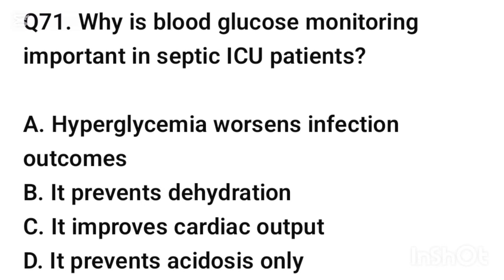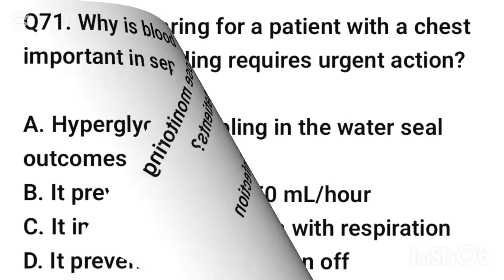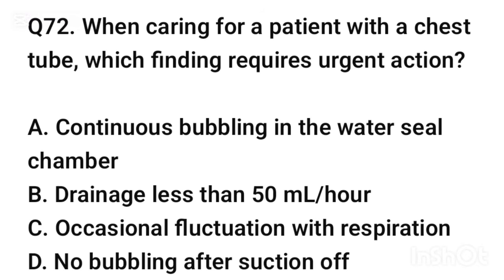Question number 71. Why is blood glucose monitoring important in septic ICU patients? The correct answer is option A. Hyperglycemia worsens infection outcomes. Question number 72. When caring for a patient with a chest tube, which finding requires urgent action? The correct answer is option A. Continuous bubbling in the water seal chamber.